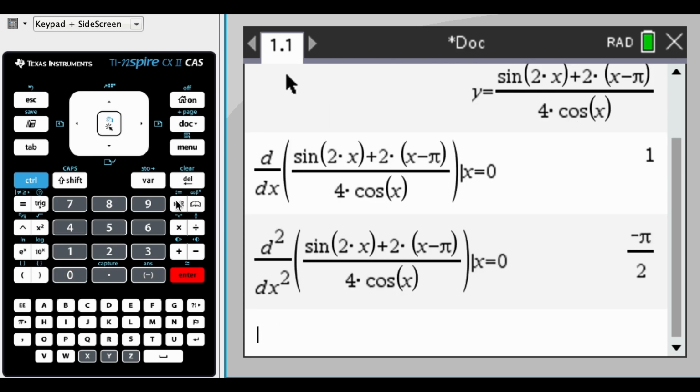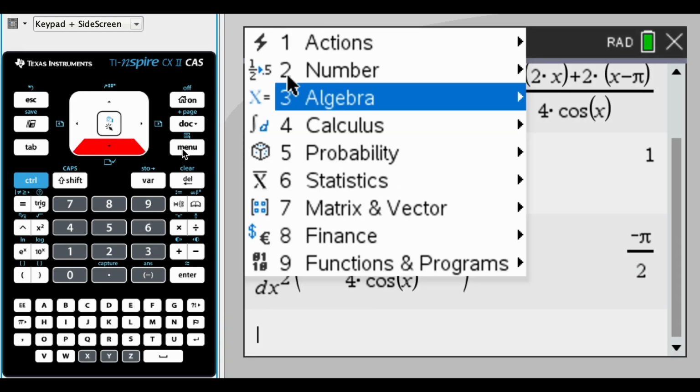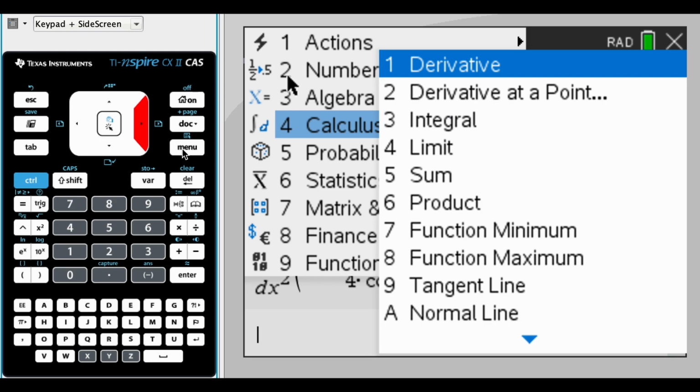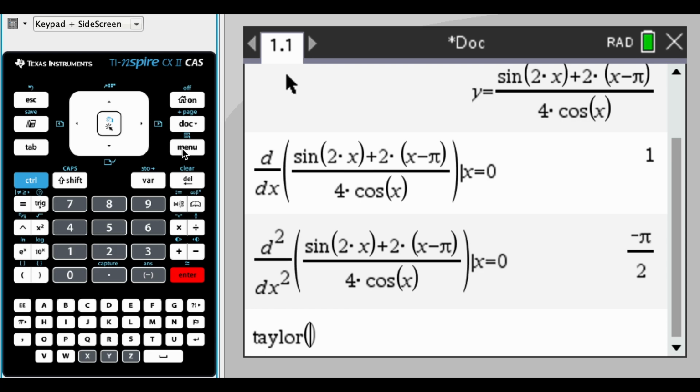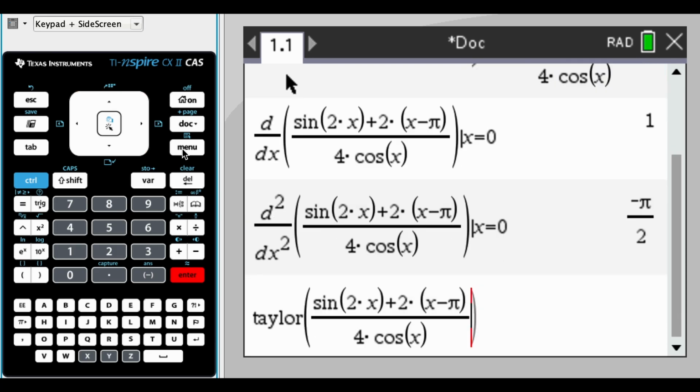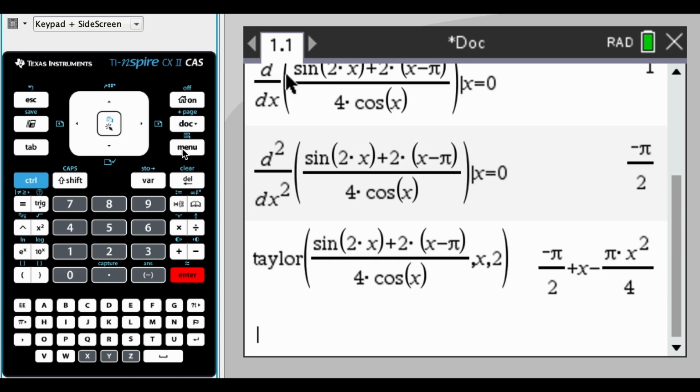But let's say that I actually already have the function. I can just have the calculator find the Taylor polynomial. So if I go to calculus, I'm going to press up again, get to C, and we want Taylor polynomial, right? So I want a Taylor polynomial of this, comma, x is the variable, and I want the second degree. And it just spits it out for us, which is kind of amazing, right? So that's a pretty good deal.